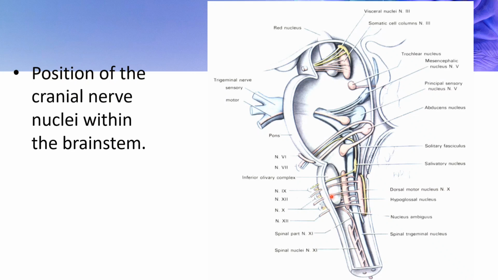So this is the inferior olivary complex. You can see the nucleus ambiguus, the spinal trigeminal nucleus, then the hypoglossal nucleus, the nucleus of the vagus nerve, and here you can see the salivatory nucleus. So these are the different nuclei present in the medulla oblongata and their locations as well.